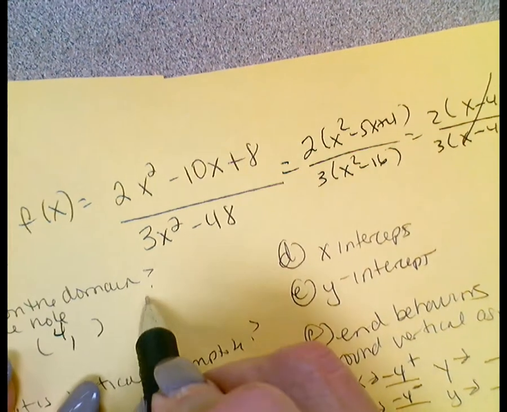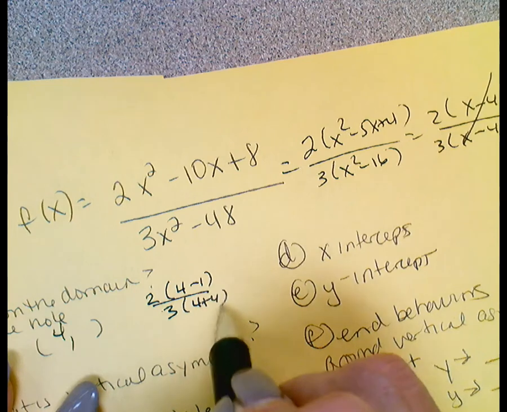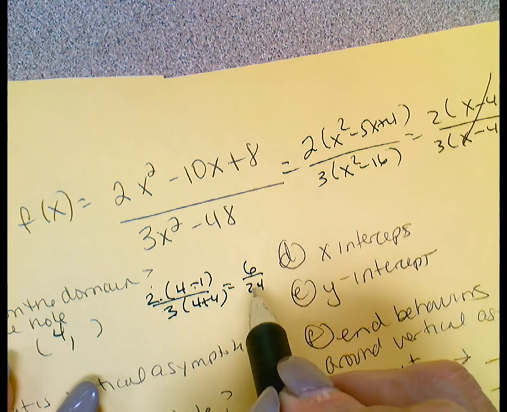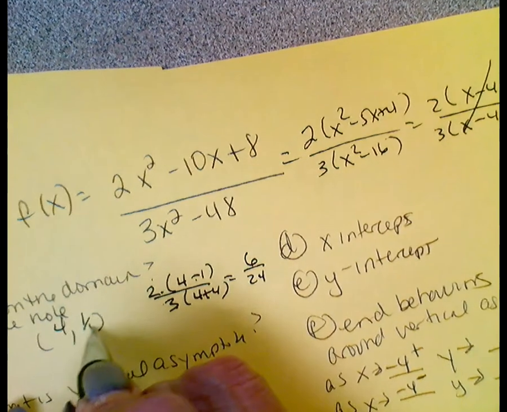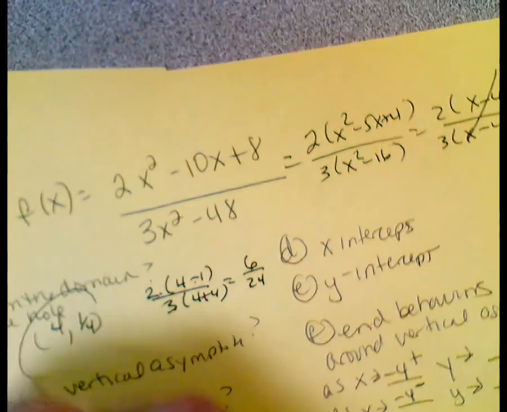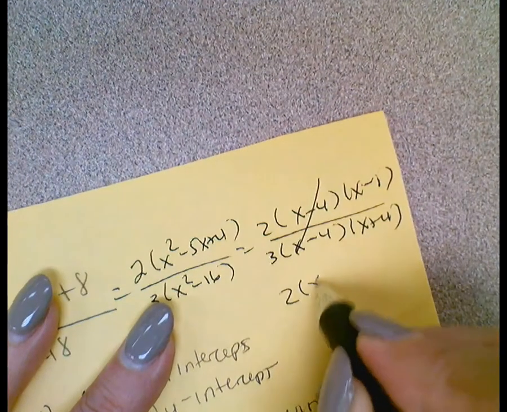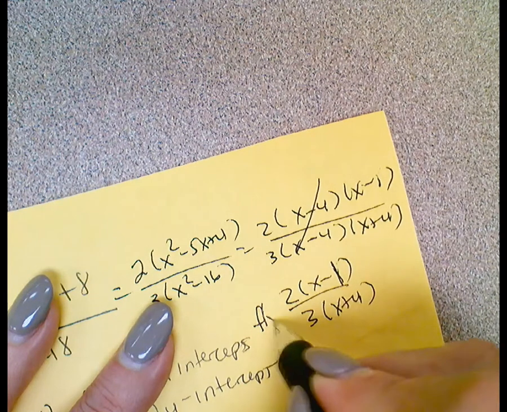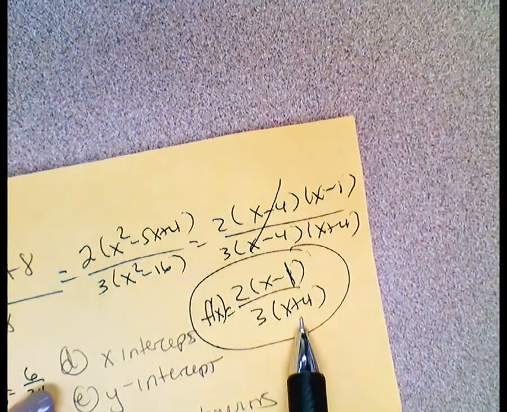So if you want to know what it is, the part that's left over, plug a 4 in. So this is 2 times 3 or 6. This is 3 times 8, which is 24. I feel like something should be negative here. Guess not. This is 1/4. So the hole is at 4, 1/4. So therefore, this is what's left. So what's the vertical asymptote? Negative 4.